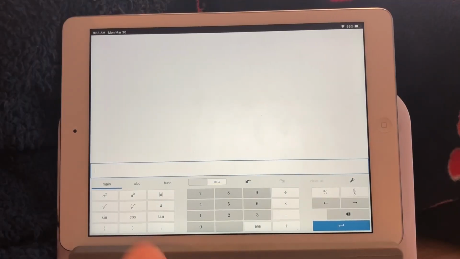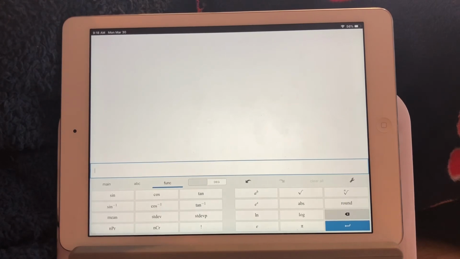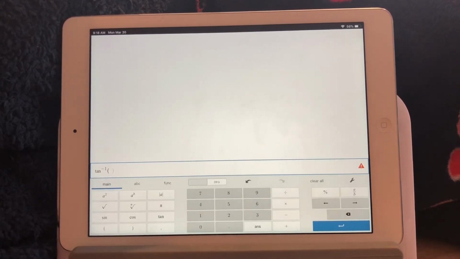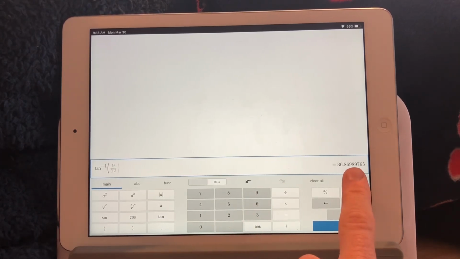And finally, example 6 here, we want to hit function to get to our inverse functions. We had the inverse tangent. Back to main. The ratio was 9 over 12, and that gives us an angle measure of 36.87 degrees approximately.